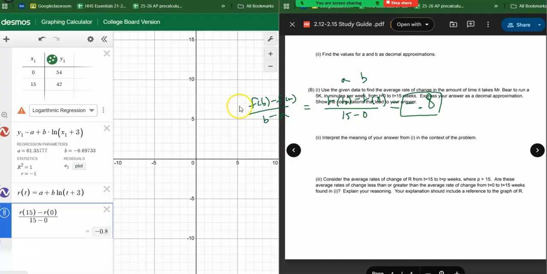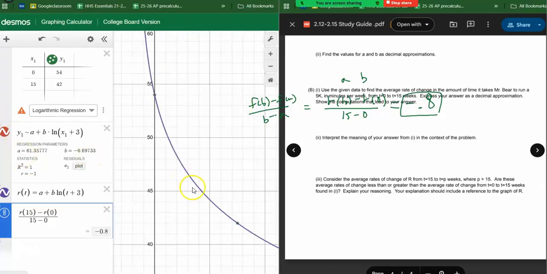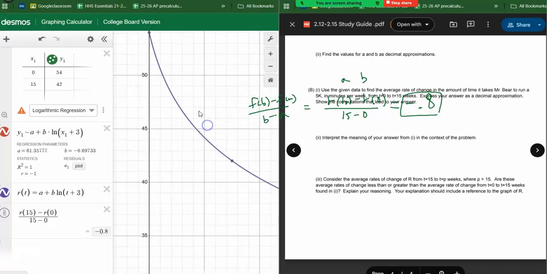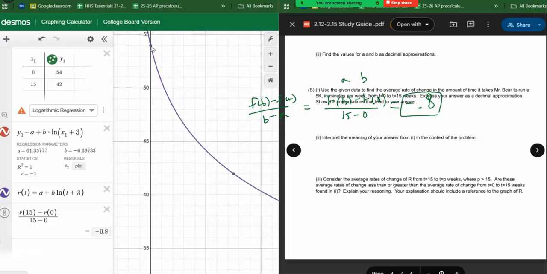So I'm going to go over here, and then zoom fit and look at the graph with you. So there you go, there is his graph. Initially it took him 54 minutes, and then he came down to 42 minutes over the next 15 weeks. So the slope connecting these two points was negative 0.8. Number 2 is saying interpret the meaning of this slope, negative 0.8.